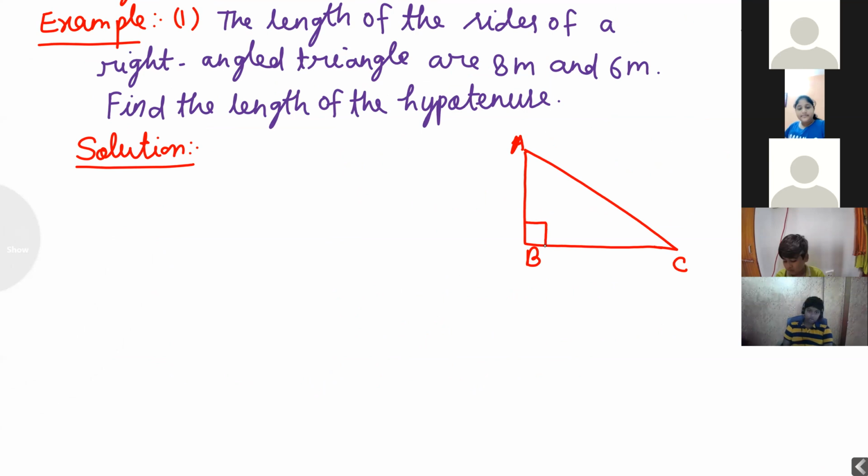And two sides he has given. We can take anywhere, no problem. I am taking 8 meter here, and this is 6 meter. This AC I want to find out.